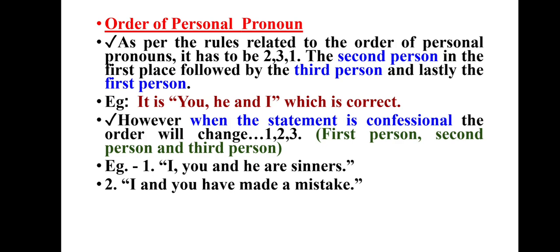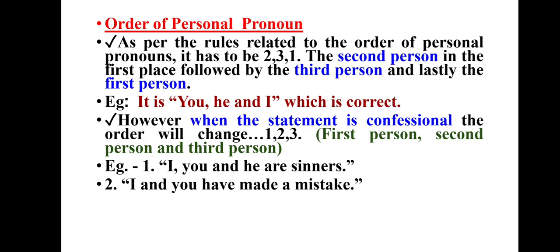Right now let us see what the rule is, what the order is. The important thing is that when a sentence is made up of three persons, meaning when there are three pronouns, all three, first person pronoun, second and third person, then what is the order? The order cannot be decided by us. There is an order, and let us read together what the rule is. Two rules are there. As per the rules related to the order of personal pronouns, it has to be 2, 3, 1.